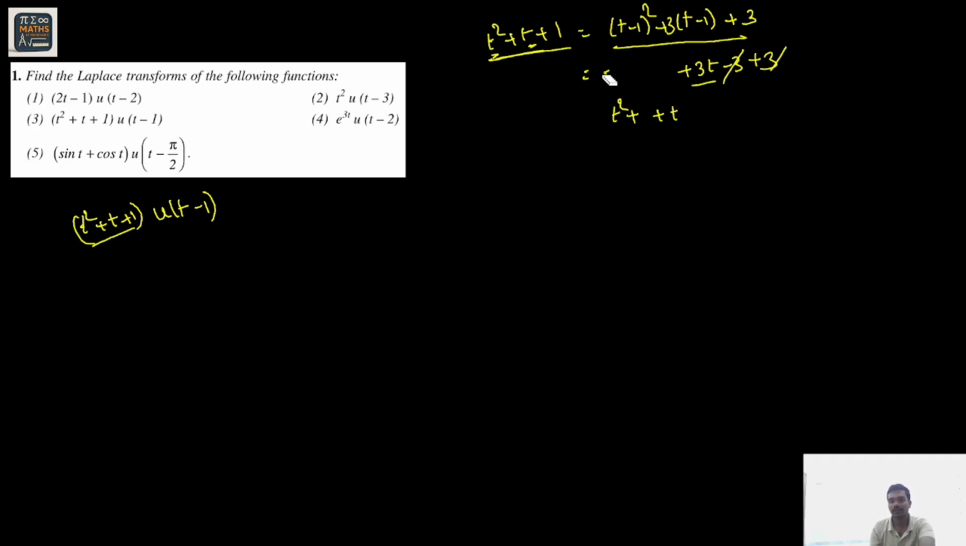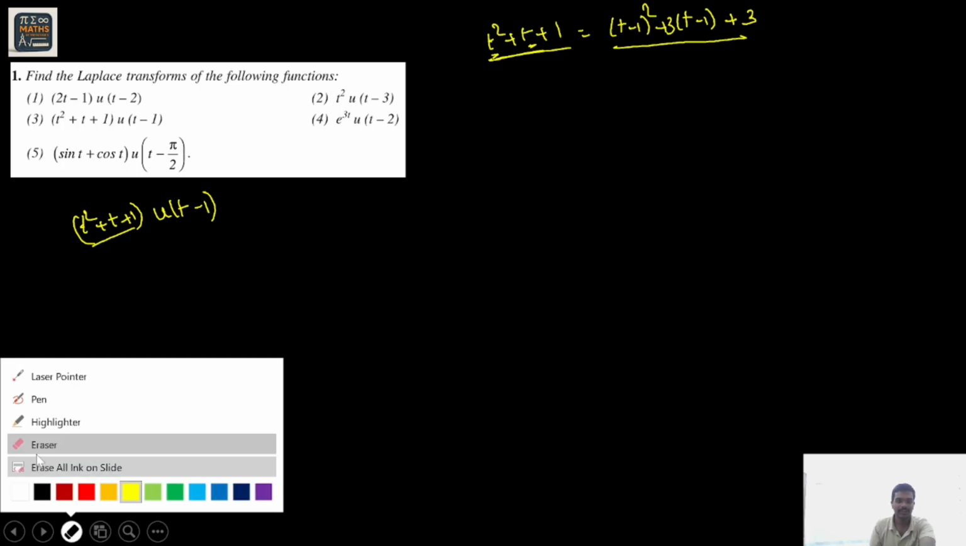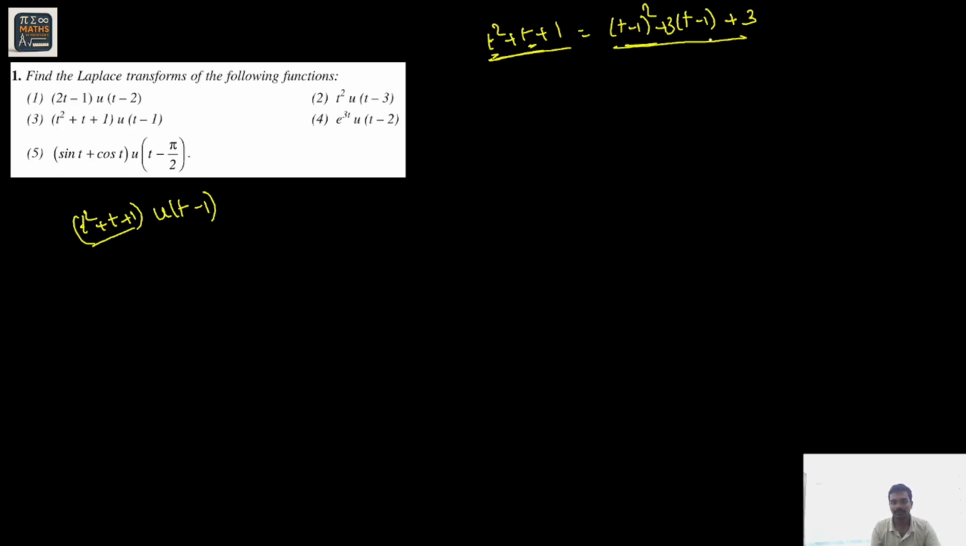Now we compare this. Let us substitute this term in t square plus t plus 1: t minus 1 whole square plus 3 into t minus 1 plus 3, into u of t minus 1. We can compare this term with f of t minus a into u of t minus a.